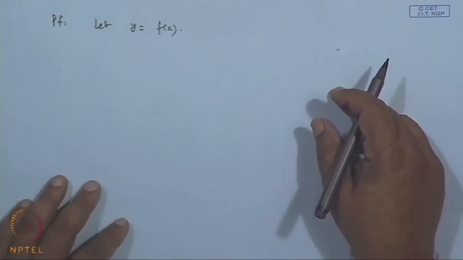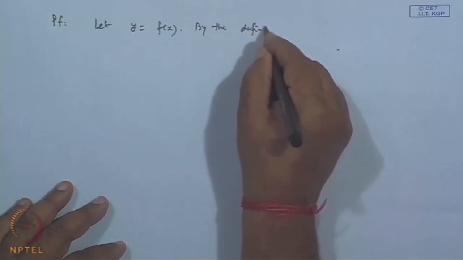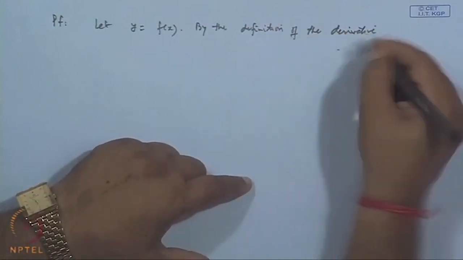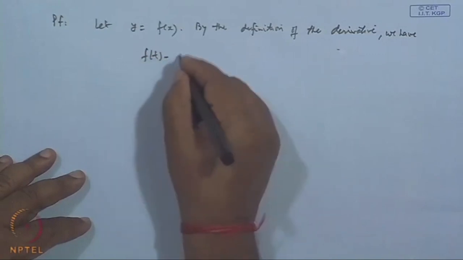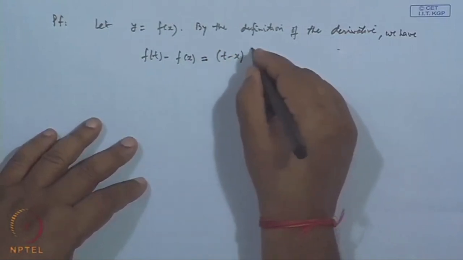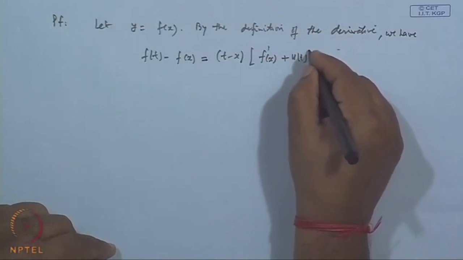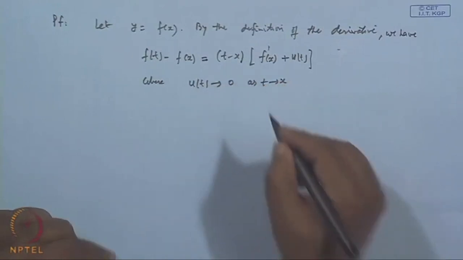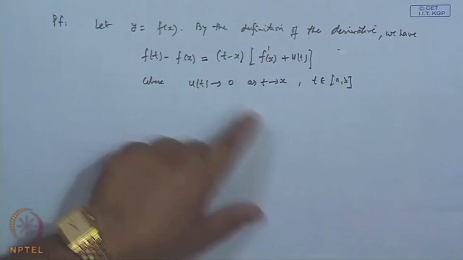So by the definition of the derivative, we have f of t minus f of x equals t minus x times f prime of x plus u of t, where u of t tends to 0 as t tends to x, and t belongs to the interval. Let us see what is the meaning of this.